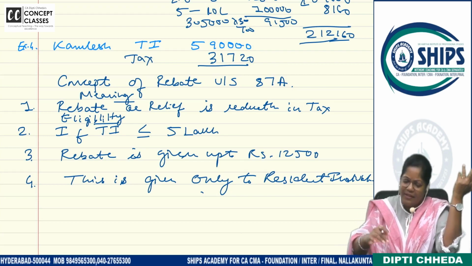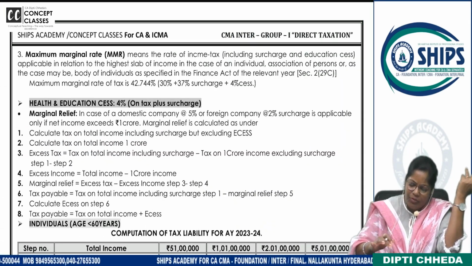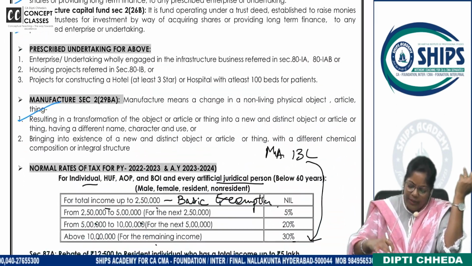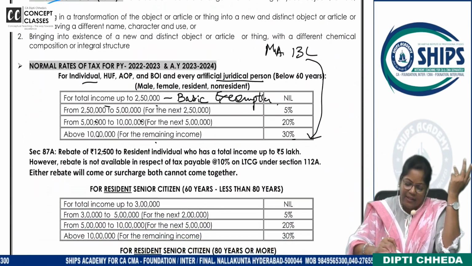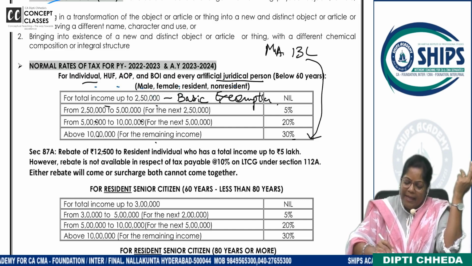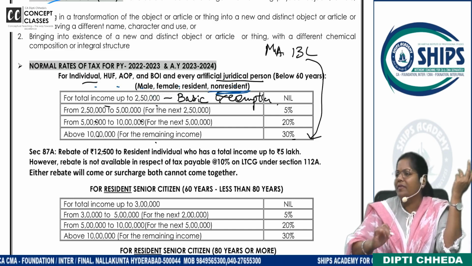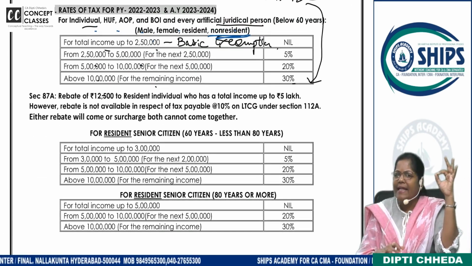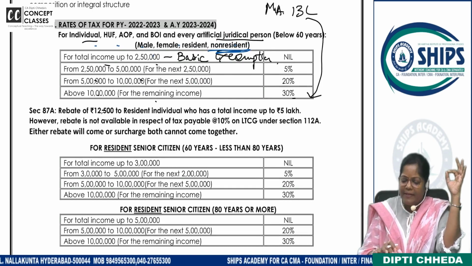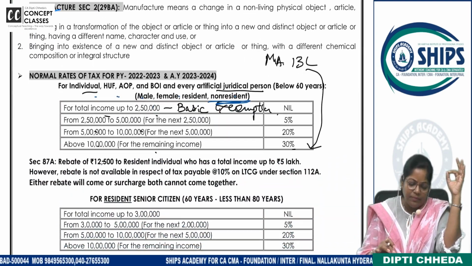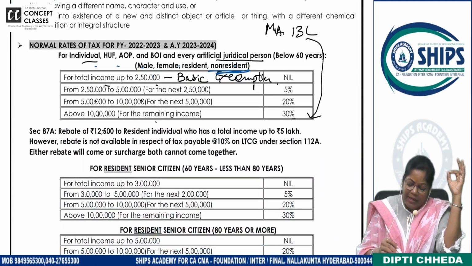Are the points clear? Right. Now let me read, then I'll give you time to write and we will solve some problems. Look at the screen, dear students. Yesterday's slab rates are for individual, HUF, AOP, BOI, AJP below 60 years, male, female, resident, non-resident. I am on page number 8. है ना? ये clear है? So non-resident will also pay the tax at this rate.